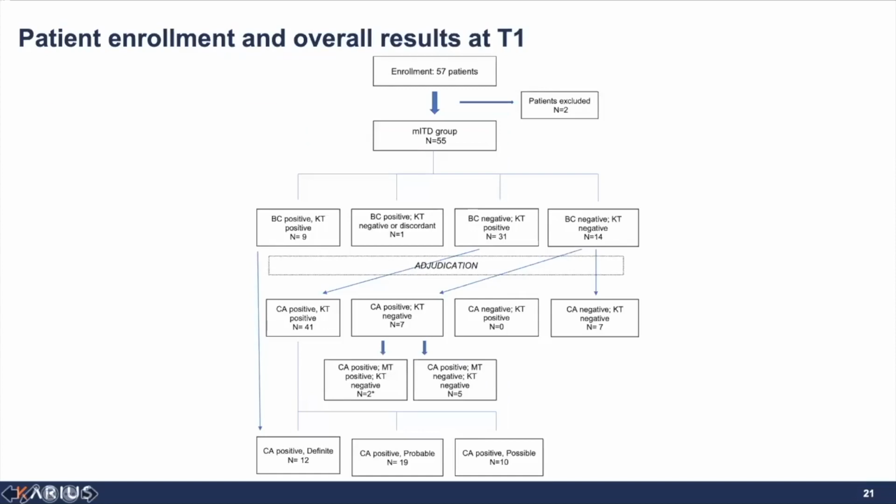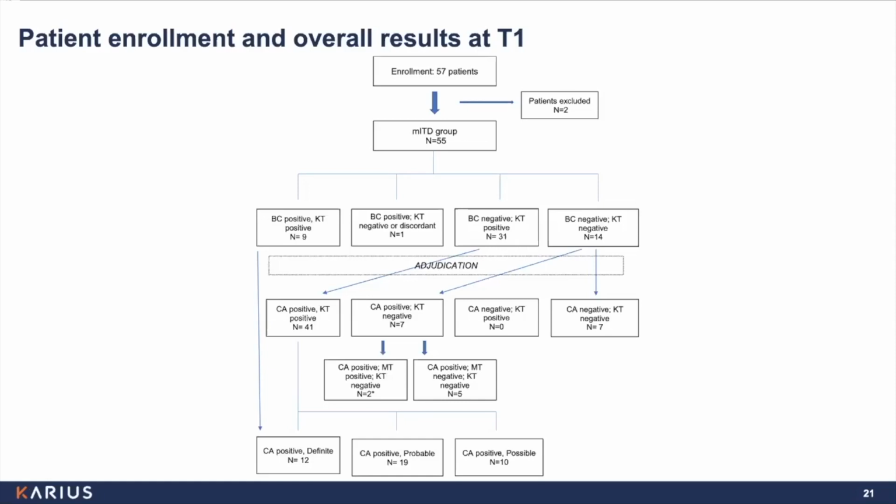So this flowchart really summarizes our enrollment and overall results at T1. So from the 55 cases that we included in our modified intention to diagnose, 9 patients had positive blood cultures and positivity of Karius test. There was 1 case in which it was a discordant result between blood culture and Karius test. 31 cases of positive Karius test and negative blood culture, and 14 cases of negativity all throughout.